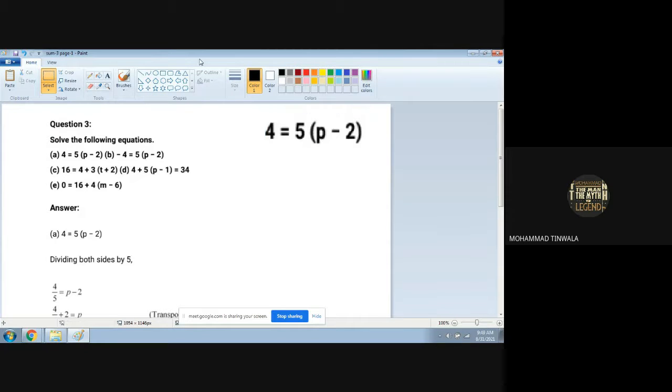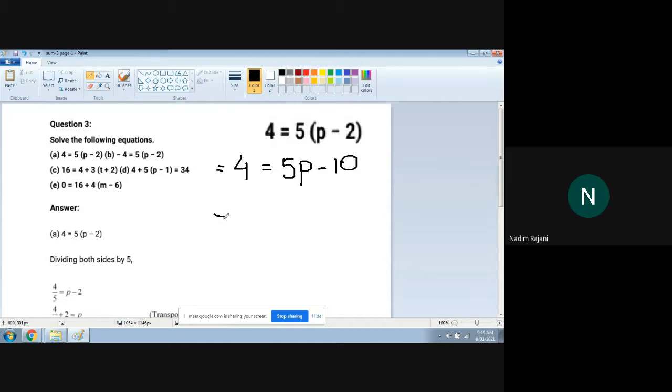Four will be as it is. What will happen here? 4 will be as it is. Here the right hand side has to be solved. Is equal to as it is, this 5 is for both, 5 into 5p, minus 5 2s are 10. Any doubt here?